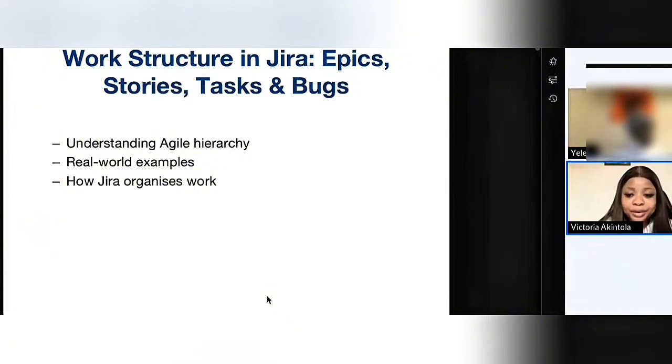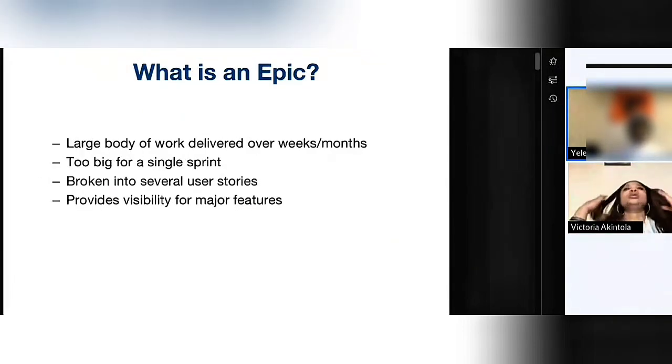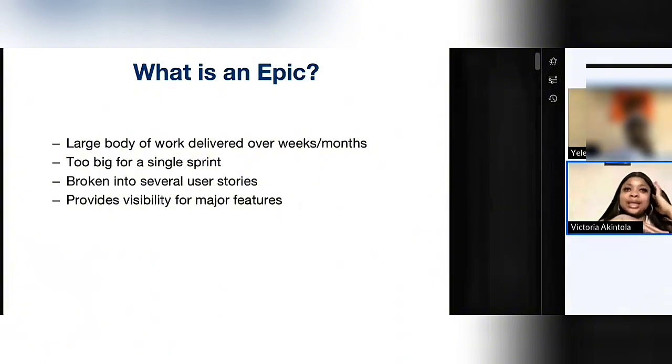We have them broken into epics, stories, tasks, and bugs, right? You might not necessarily use bugs every time, but the major ones are your epic, stories, tasks. We can have subtasks as well. It depends on your team as well. So we'll be looking at understanding an agile hierarchy. We'll be looking at real-world examples, how Jira organizes work. Now, you said the things we find in Jira are epics, user stories, tasks, and bugs. Yes, those are the major things you find in Jira.